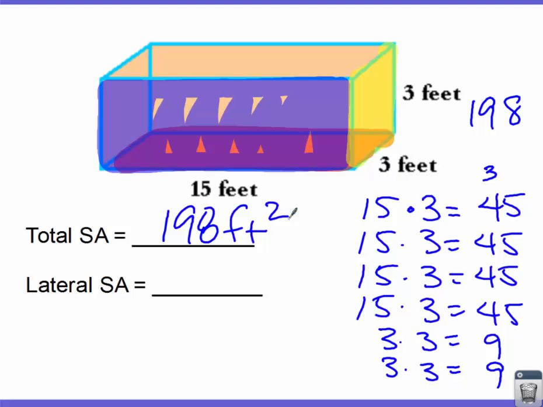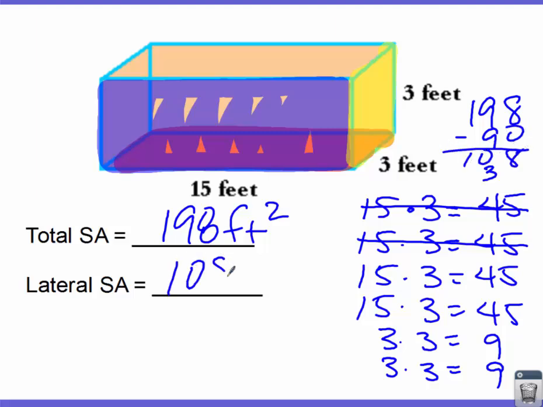Now, if I want to find lateral surface area, I'm going to cut out the two bases. One of those bases is this one down here on the bottom. We'll use that as our base, and it's a 15 by 3. So I need to cut out this one and this one, because we don't include the two bases. So we take 90 out of this, and we end up with 108. So lateral surface area would just be 108 feet squared. And that's how we do total surface area and lateral surface area of a rectangular prism.